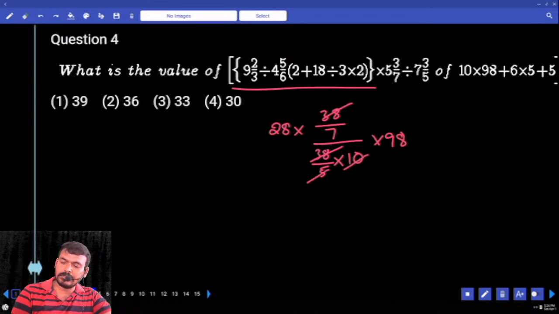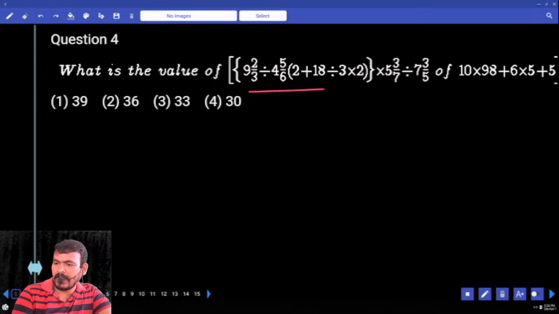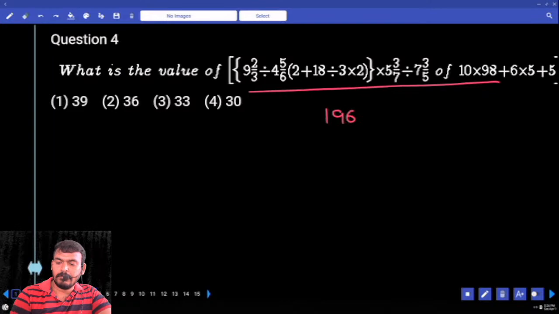5 how many times 10? 2 times. 7 2s how much? 14. 14 how many times 98? 7 times or not? 28 into 7 or not? 28 into 7 means it is 14 square or not? How much? 196. Means up to this value is how much? 196 or not? Plus 6 into 5, 30 plus 5 or not?